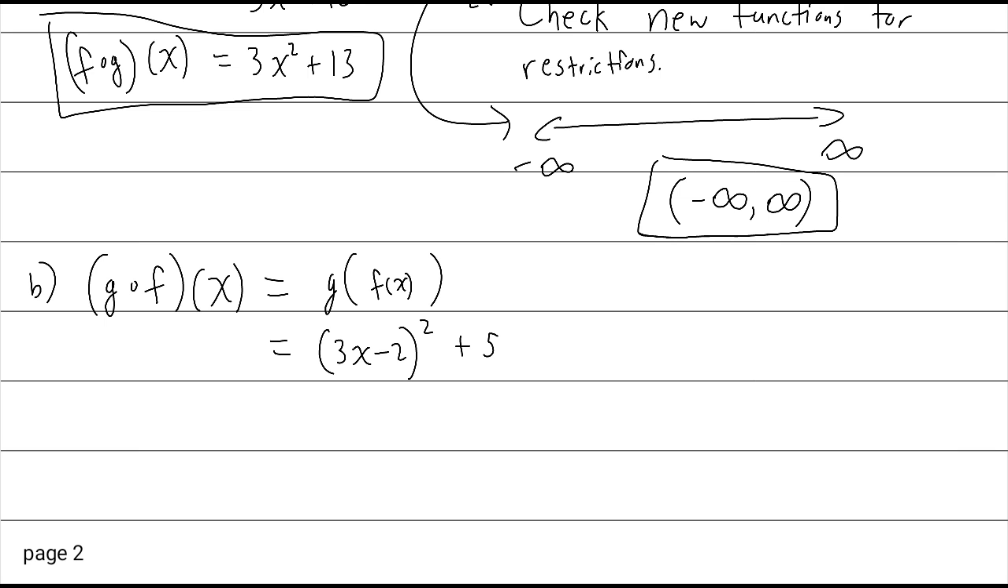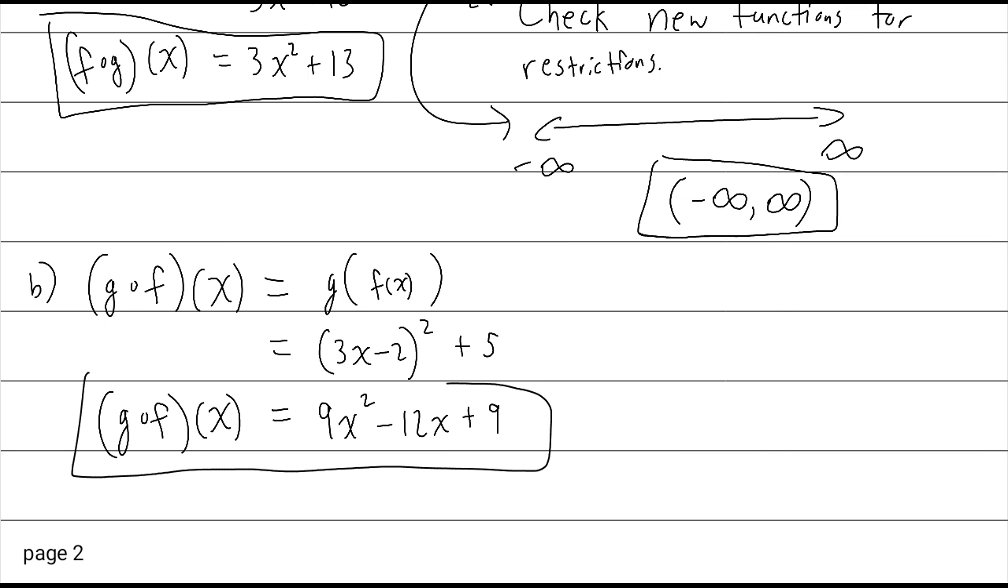Okay, and I'm going to quickly multiply this 3x minus 2 squared out. That'll be 9x squared minus 12x plus 4 plus 5. So that plus 5 will make that a 9. Okay, I know I did that quick, huh? There's a trick to it. I encourage you to go and try to figure out the trick. But anyway, so that's going to be the function. Now I look at that and I don't see any restrictions that come from there. There are no issues. That's perfectly fine.